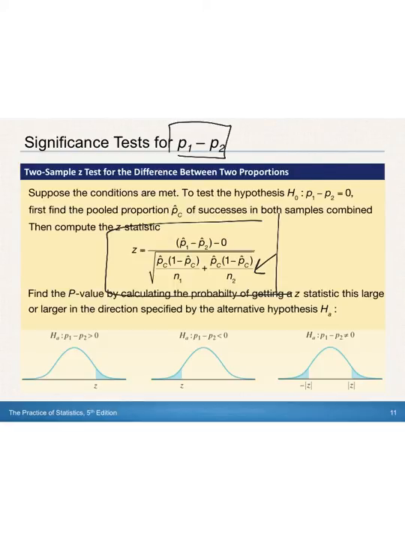So we're looking at a pooled proportion. P-value again, if we're talking about greater than, we're going to be looking at that tail. Less than, we're going to be looking at that tail. Not equal to, it's a two-tailed test, which is aligned with the equivalent confidence interval. And remember, if your p-value is less than whatever your alpha is, you reject. If the p-value is greater than, you fail to reject.